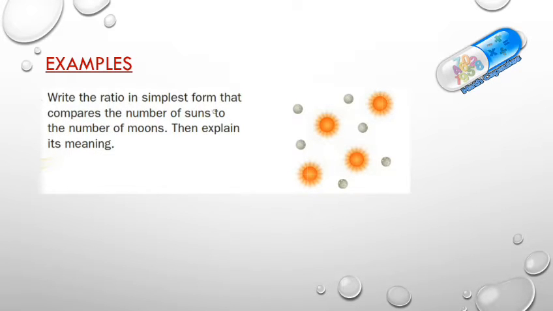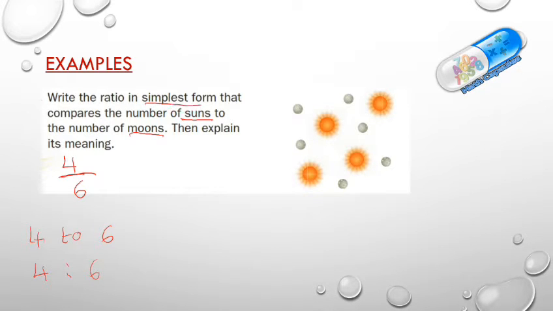Write the ratio in simplest form that compares the number of suns to the number of moons, then explain its meaning. So, he asked about the number of suns to the number of moons. So, the suns first, we count the suns: 1, 2, 3, 4, and we write 4 over the number of moons, which is 1, 2, 3, 4, 5, 6. So we write 4 over 6. So the way of writing a ratio is by writing it as a fraction, 4 over 6, or 4 to 6.